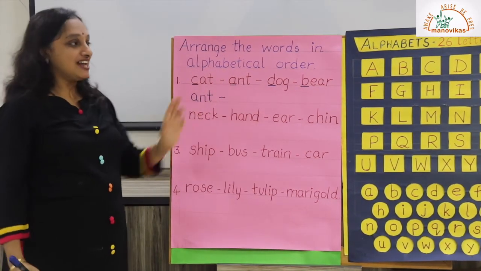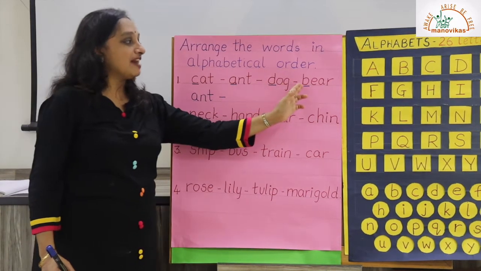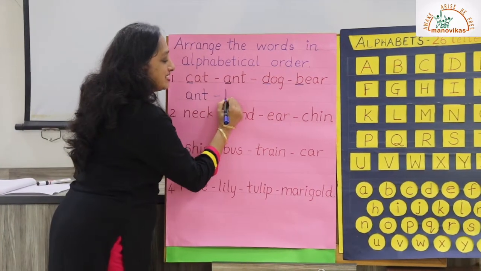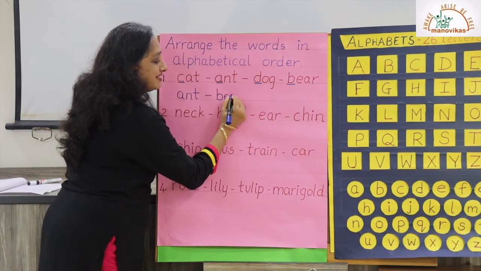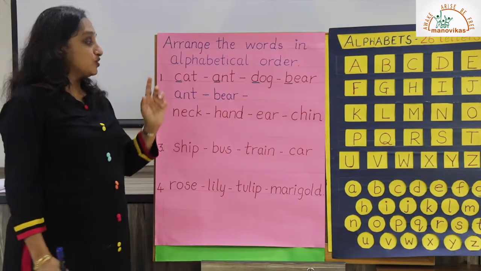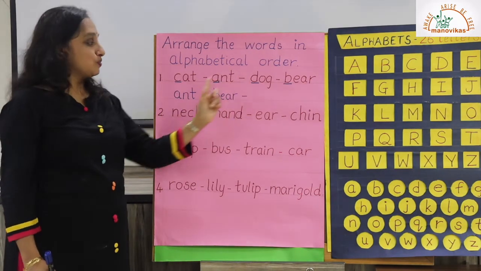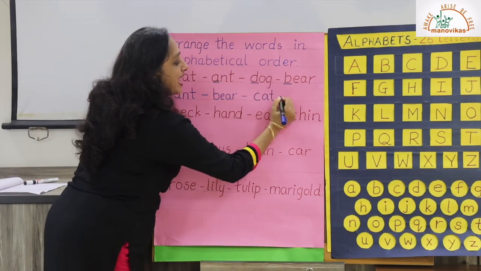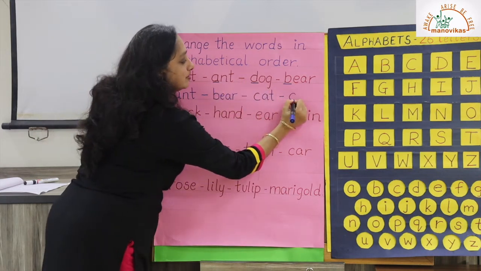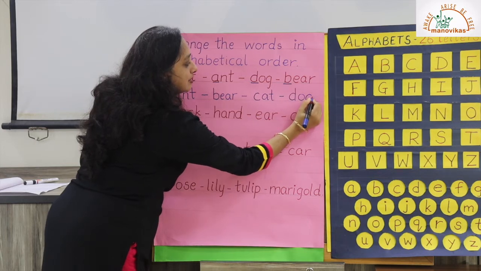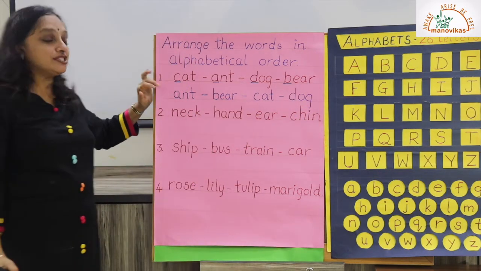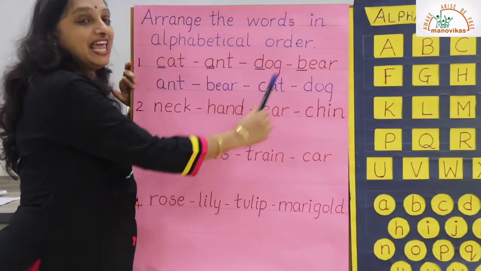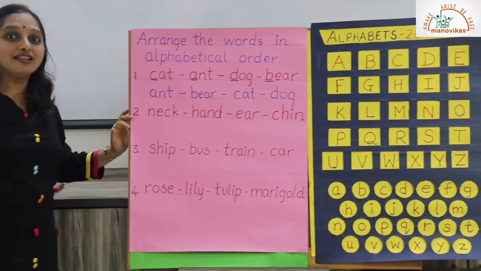So, we have already written ant. Now, C, D, and B. Which comes after A? B. So, we have to write bear. Then of B, C, and D, what comes next? C. So, cat, and then dog. So now we have put these words in alphabetical order. Ant, A, B, C, and D. So let's go to the next one.